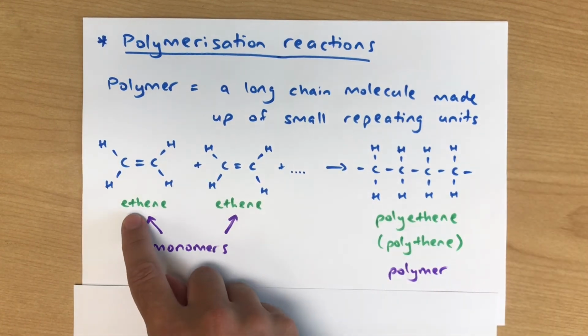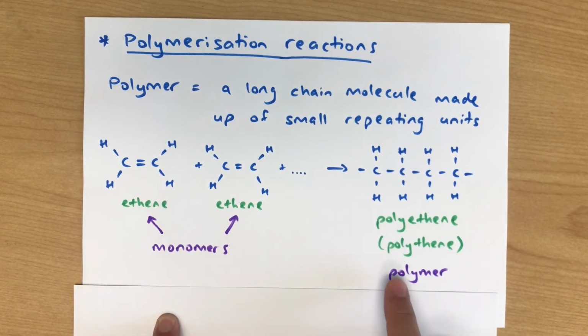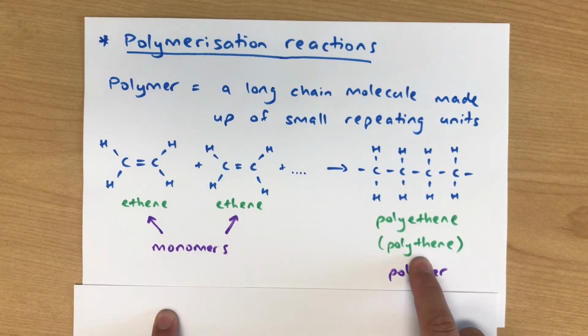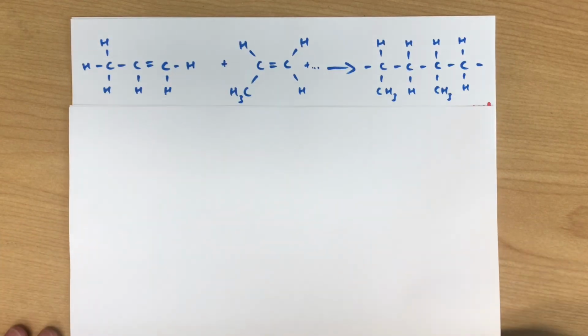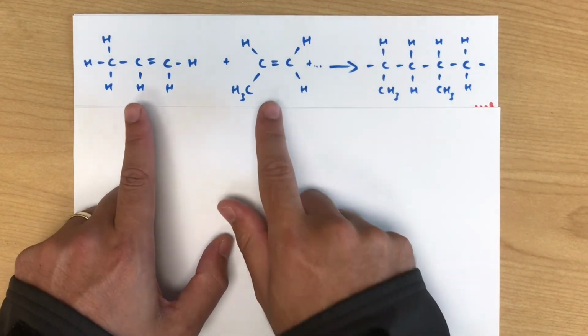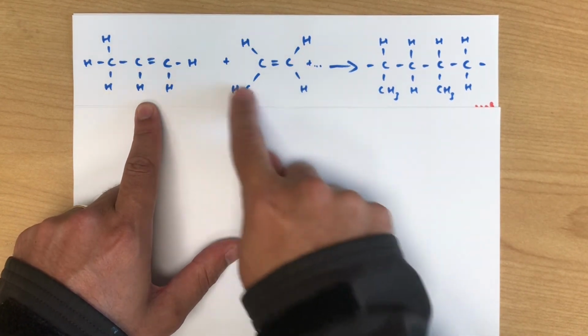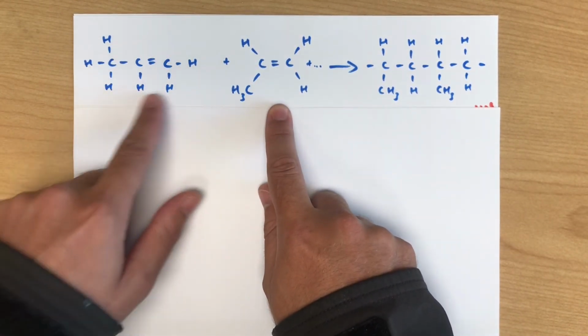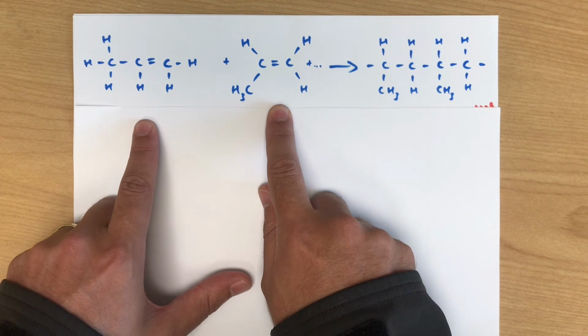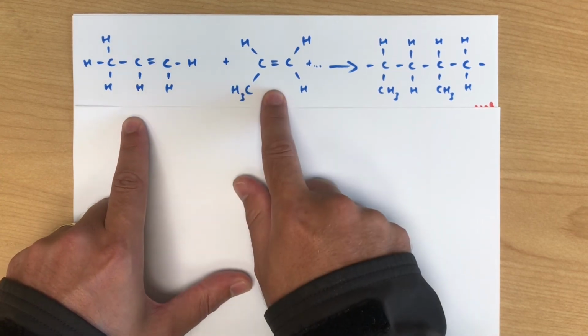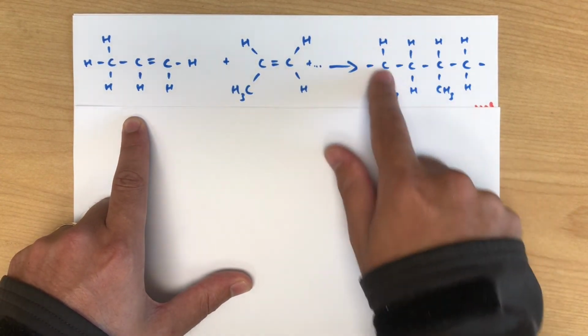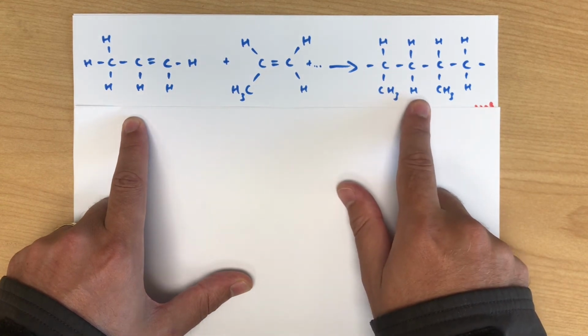So if our monomers were ethene, our polymer would be polyethene, which we commonly know as polythene, used to make many different types of plastic for waterproofing or packaging, etc. Here are some more examples of polymerisation reactions. Here we've got propene, which I've drawn in two different ways. This way emphasises the double bond, this way just is a regular sort of structural formula. And these propene molecules are going to combine to form our polymer, polypropene.